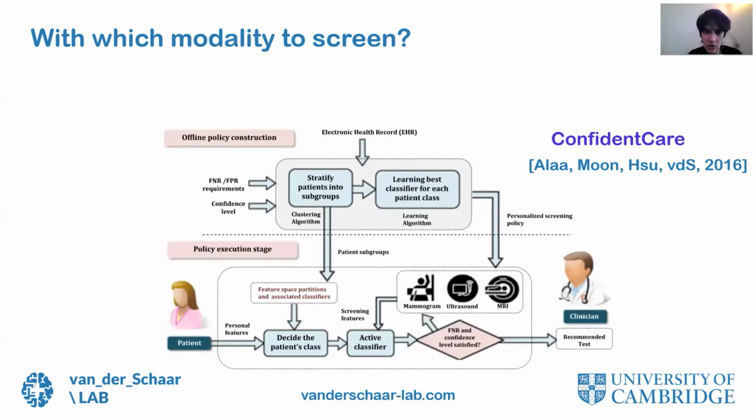Yet another question we can answer using machine learning is what type of modality should we use? Should we use, for instance, a mammogram, an ultrasound, or a combination of those? Shall we do a 3D mammogram? Should we do an MRI? What should we do next? And should we complement it with additional modalities beyond imaging?